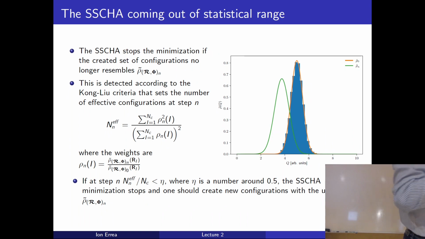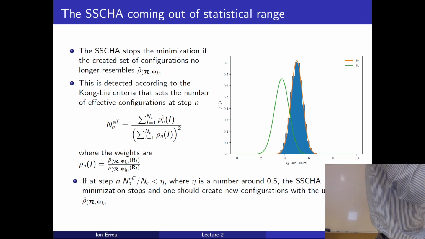Obviously, right now you are trying to describe the physics with these configurations created. You are trying to map this distribution function, and obviously this is not a good idea. So here you have a problem, and we cannot continue like this. So how do we detect when we are having a problem here?